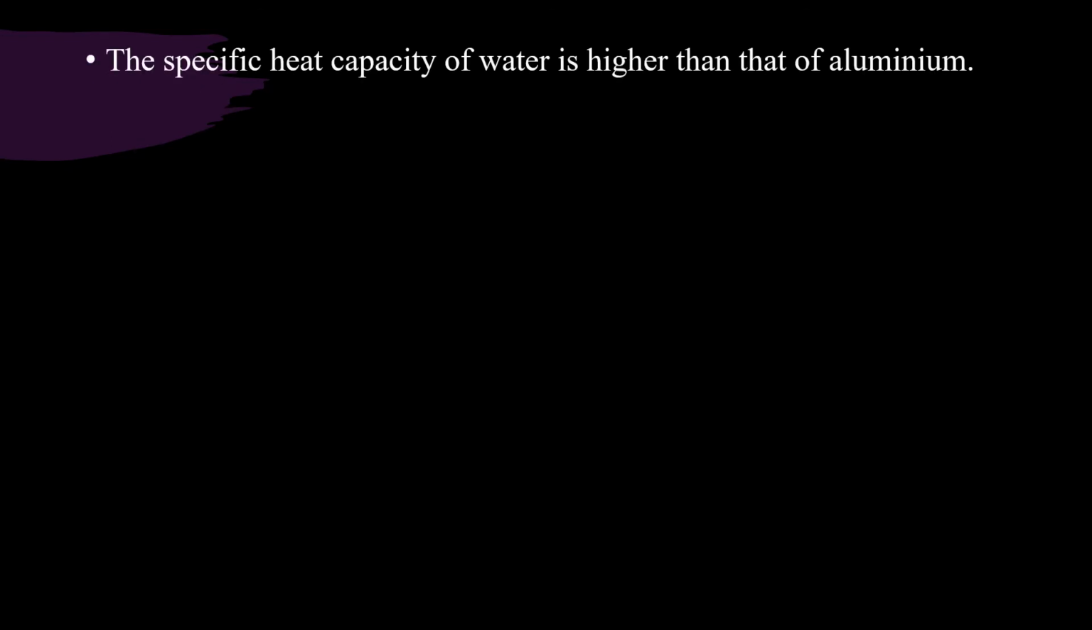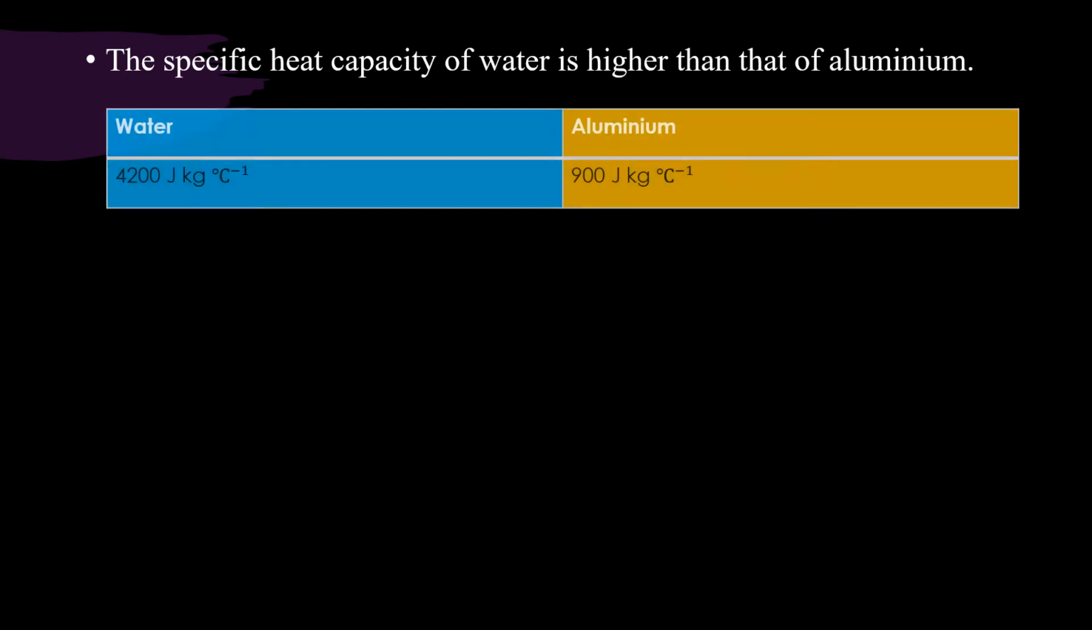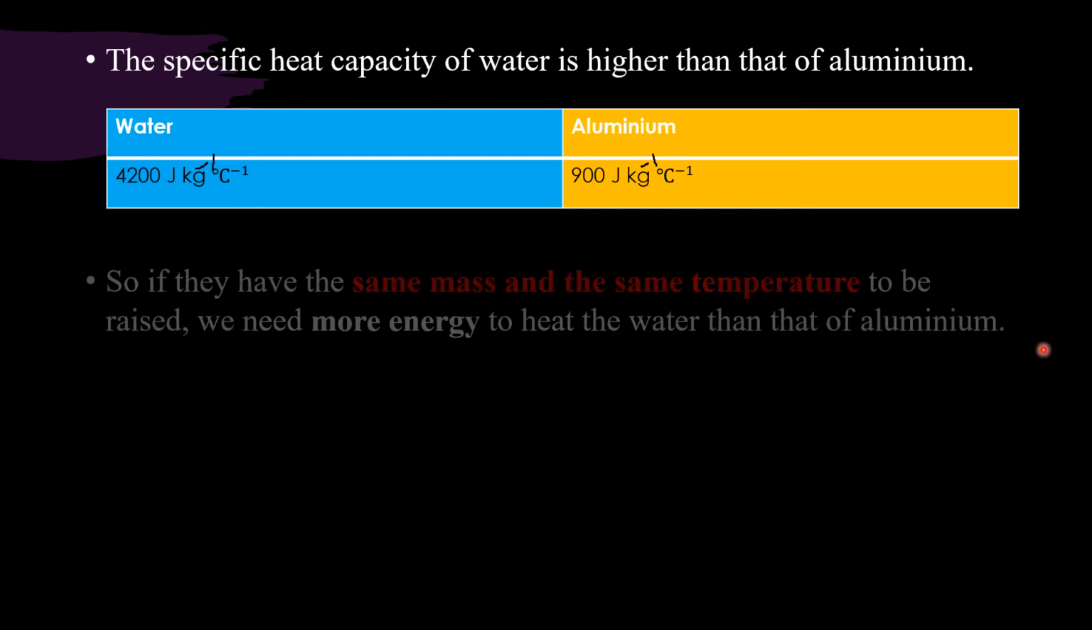The specific heat capacity of water is higher than that of aluminium, so we can make things much clearer by using this as an example. For water, the specific heat capacity is 4,200 joule per kg per degree Celsius. And for aluminium, it's 900 joule per kg per degree Celsius. I think there are some mistakes here: I should add the power of -1 instead of just kg here. So we actually have this.